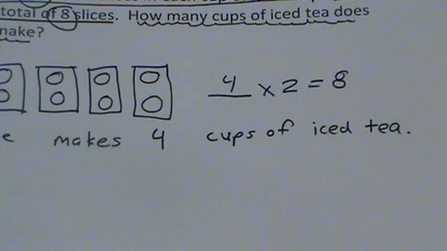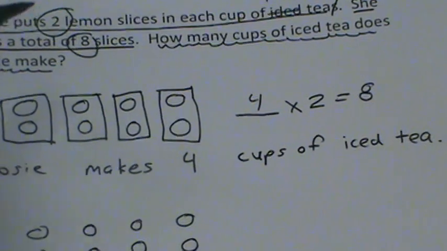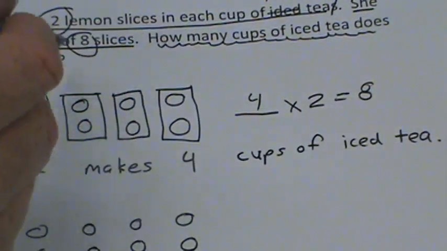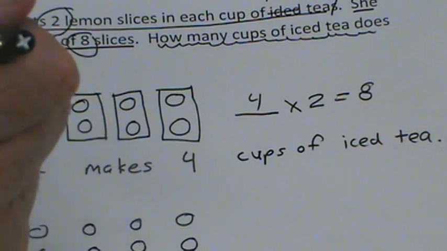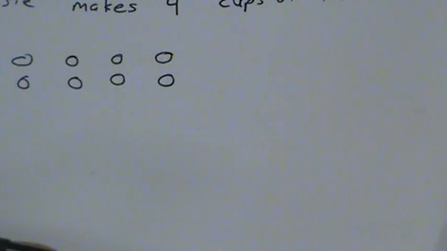Now, let's make another array, the same one we did up here. 1, 2, 3, 4, 5, 6, 7, 8. And the columns in this array show the number of lemon slices in 1 cup of Rosie's iced tea. So let's take another look at the application problem. Rosie puts 2 lemon slices in each cup of iced tea. She uses a total of 8 slices. How many cups of iced tea does Rosie make? What's the unknown here? The unknown is how many cups she made.